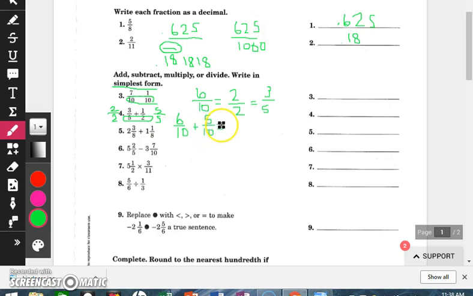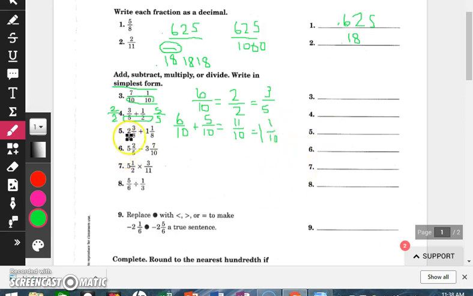Now we are going to add across the numerator. 6 plus 5 is 11, and we do have an improper fraction because, as you can see, the numerator is larger than the denominator. This basically means we need to rewrite that fraction. This is now a mixed number, so 1 1/10 is the answer for problem number 4.